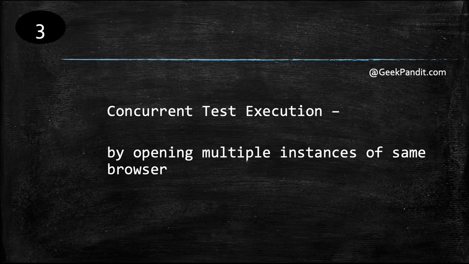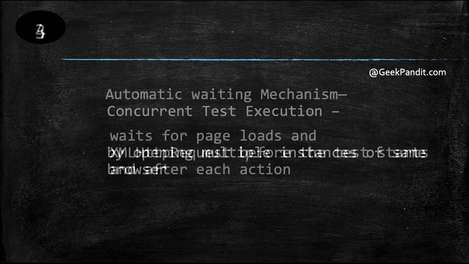Concurrent test execution. To save execution time, TestCafe allows you to execute tests concurrently by opening multiple instances of the same browser. You can do it locally as well as on remote devices. This is the best practice for continuous integration. As the number of test cases increases, your pipeline or build time also increases. So it's better to run multiple tests at the same time.